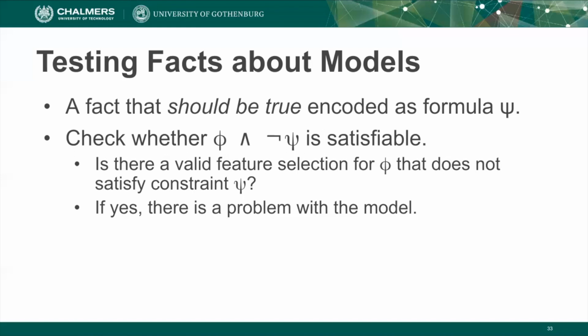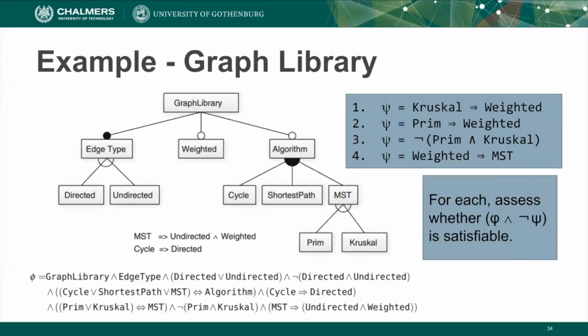And that means the feature model is incorrect, as there's a valid feature selection that does not satisfy a requirement we have over. In a practical setting, a domain expert can test a feature model by creating a list of assumptions that the feature model must satisfy and follow this process to search for violations. So here we have our graph library again.